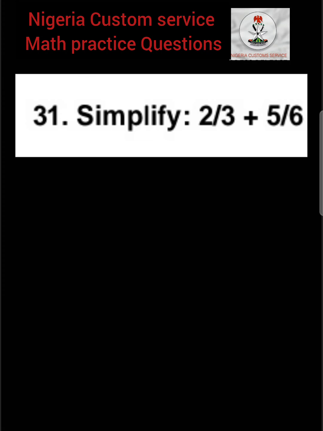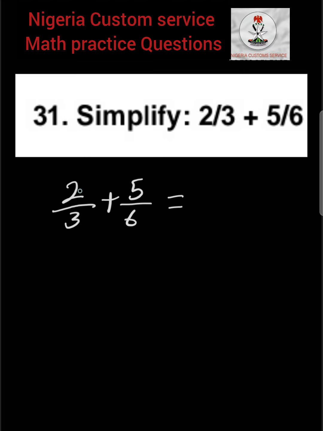Question number 31 reads: simplify 2 over 3 plus 5 over 6. I'm going to show you a simple way to add this fraction without finding the LCM. So we are given 2 over 3 plus 5 over 6. What we're going to do is cross multiply.